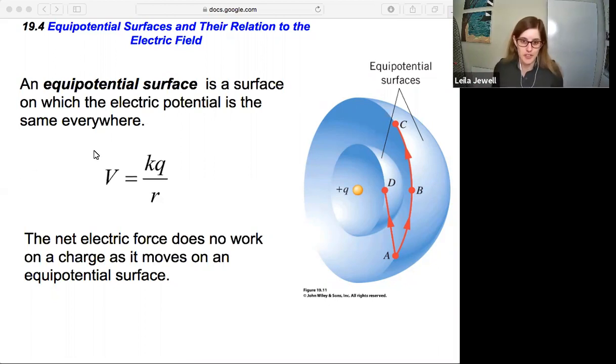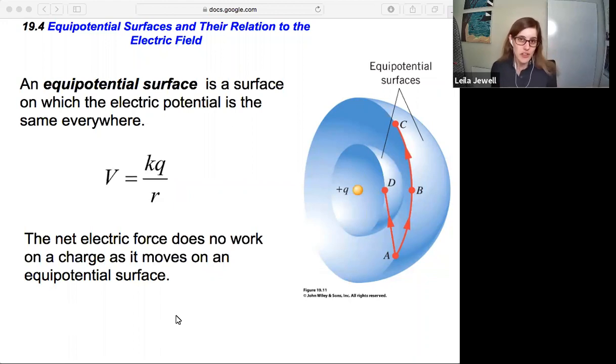So for instance, if our electric potential of a point charge we just found is kq over r, that means the potential will be the same as long as the r is the same, as long as the radius stays the same. So if we have a point charge positive q here, you can create these spherical shells all around the point charge where anywhere on the shell you're going to have the same electric potential value.